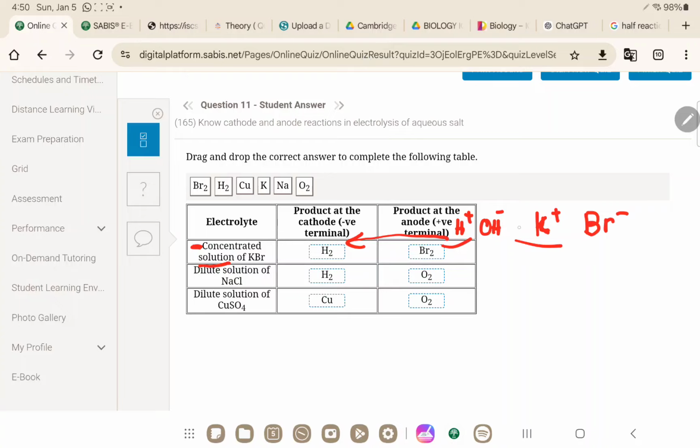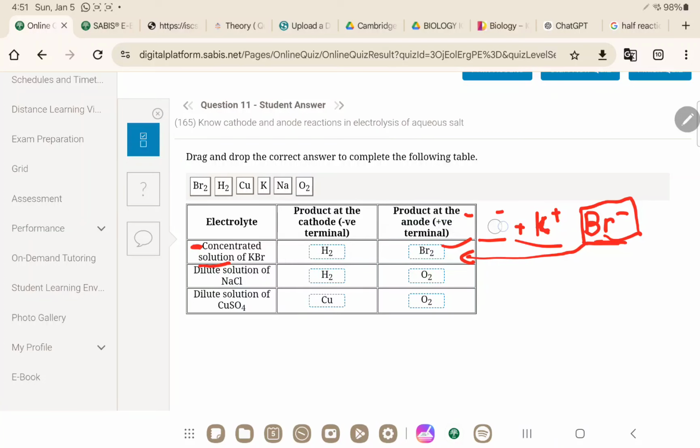And now between OH and Br, we said if it's a concentrated solution, Br is going to win. You're going to let the halogens win if it's a concentrated solution. If it's concentrated, Br is going to win and go on to form Br2 in the product.